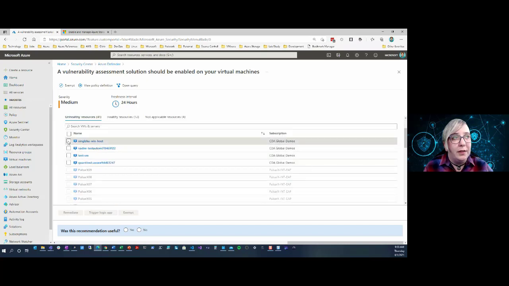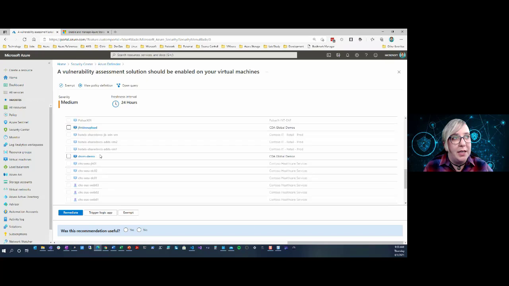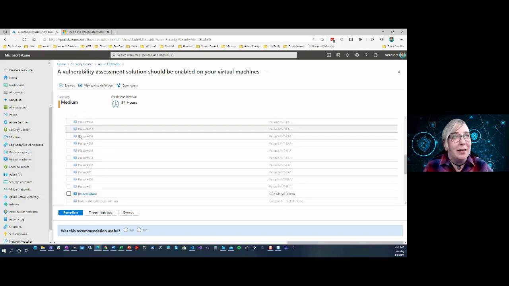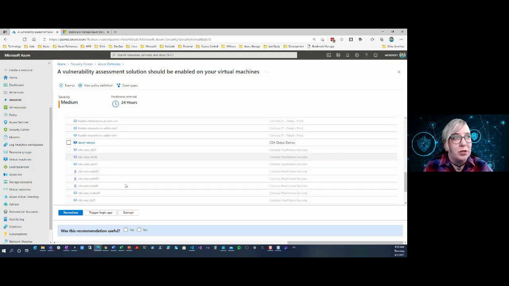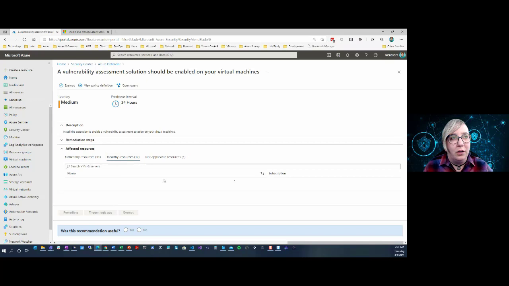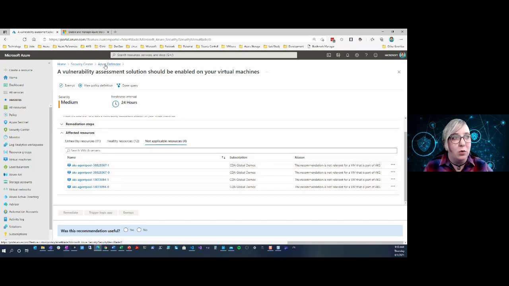Or you could click on them directly and see how Remediate shows up underneath here, as well as Trigger Logic App. So if Remediate will work. I don't have access to these VMs, or I shouldn't be changing them, I should say. The ones I don't have access to are grayed out. The ones that I do have access to, it's not a regular subscription that I am a contributor to, but it'll showcase all of your VMs that are considered unhealthy. Also showcase your healthy resources, and then resources that are not applicable. So these are AKS clusters, right? So that's kind of cool.